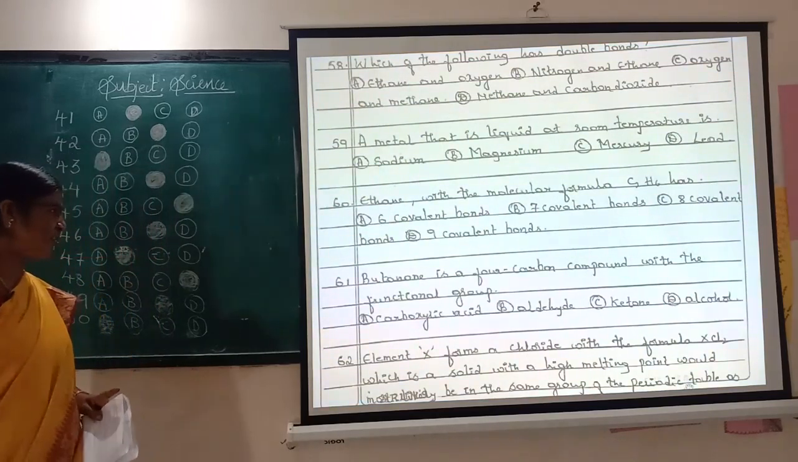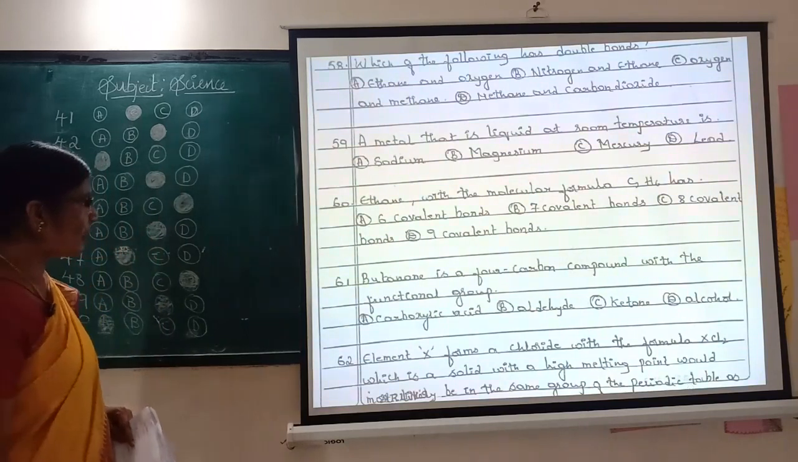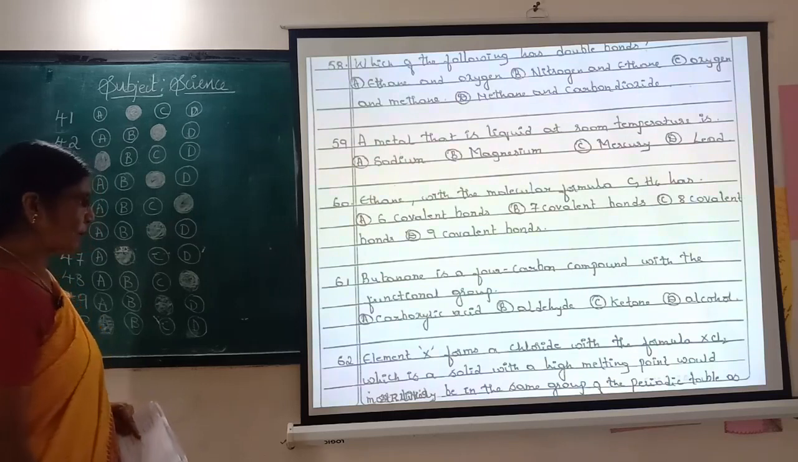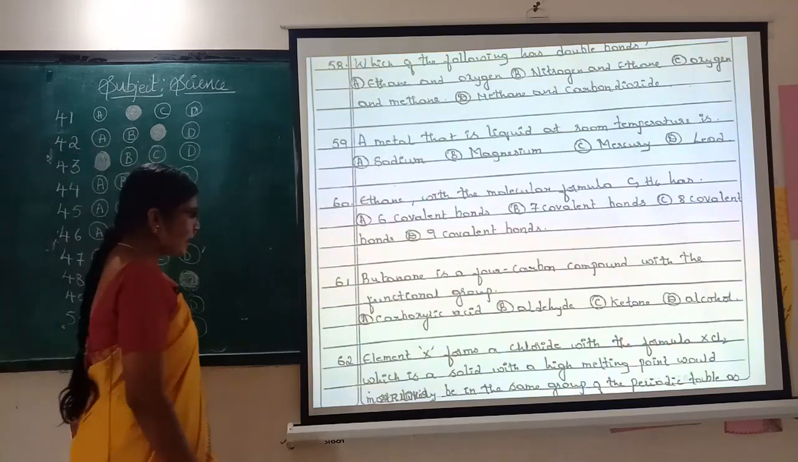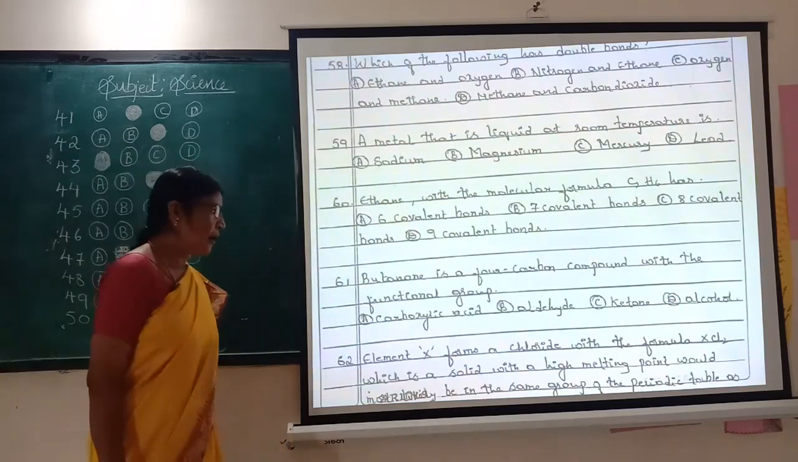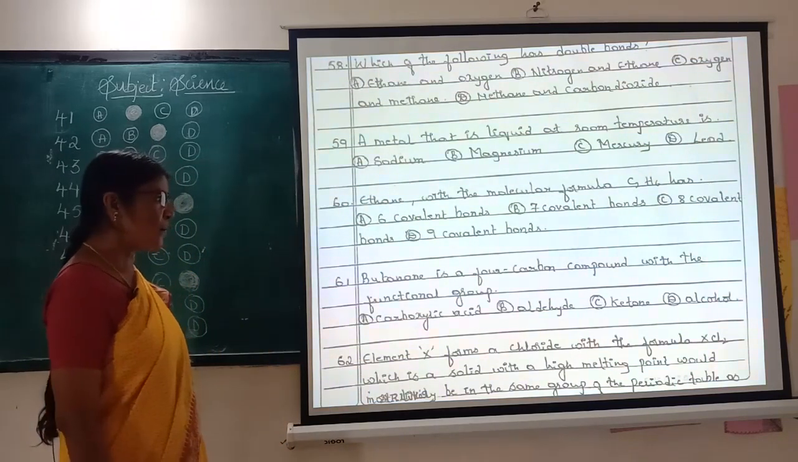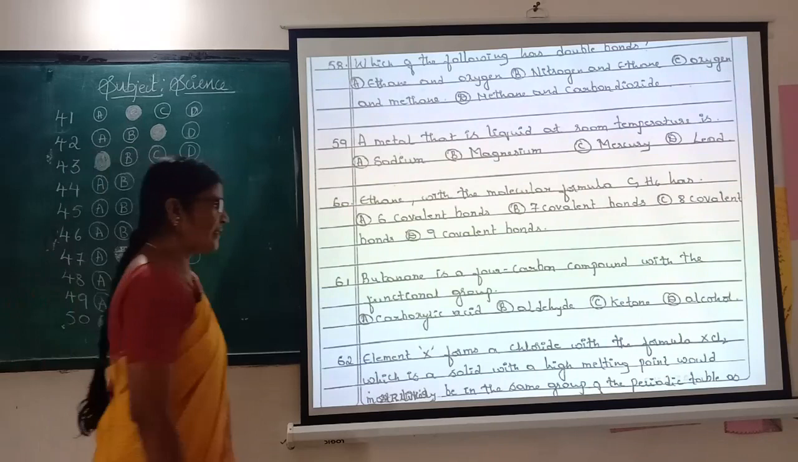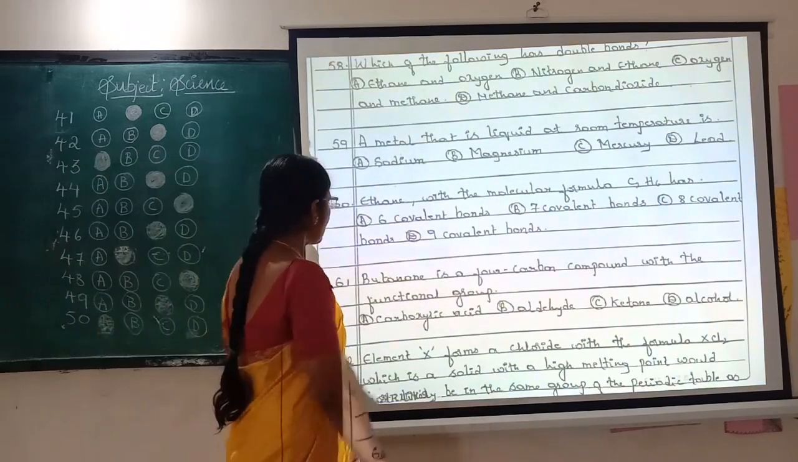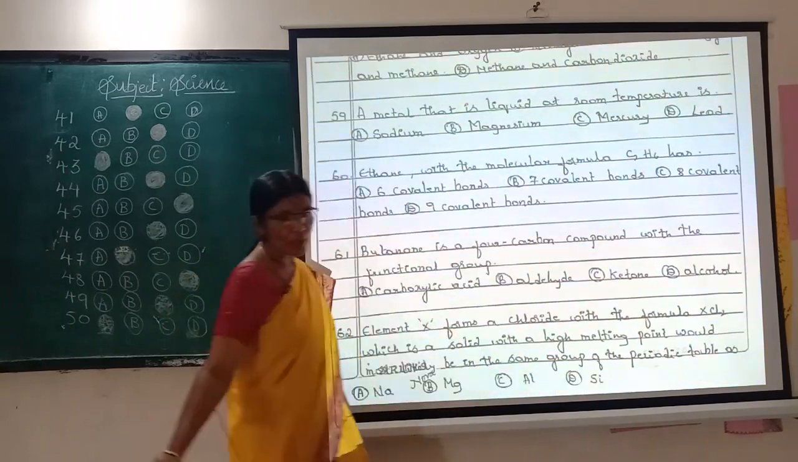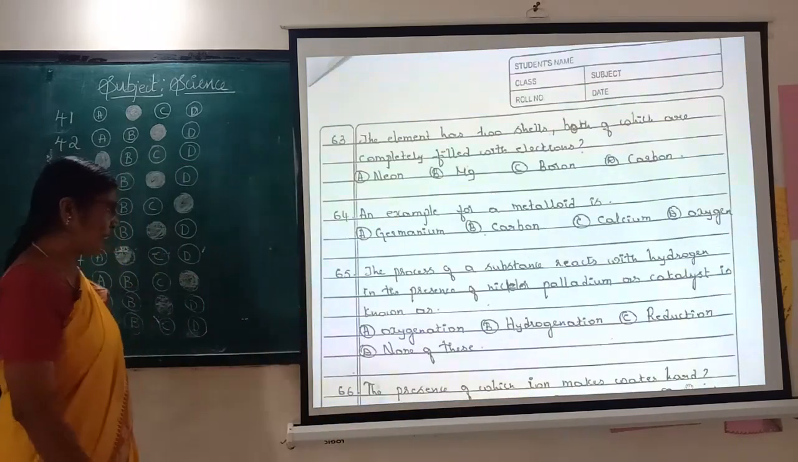Next, 61st question, children. Butanol is a 4-carbon compound with a functional group. Option A, carboxylic acid. Option B, aldehyde. Option C, ketone. Option D, alcohol. C is the right answer, children. It is the ketone group, ending with -one. Same, ketone also ends with -one.